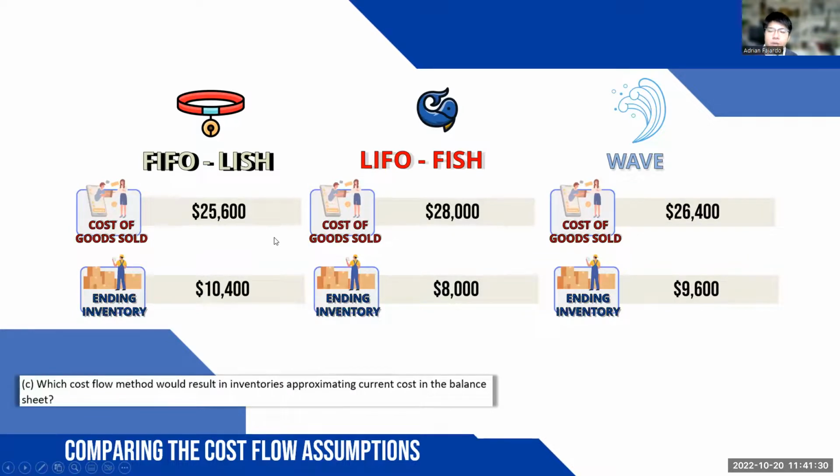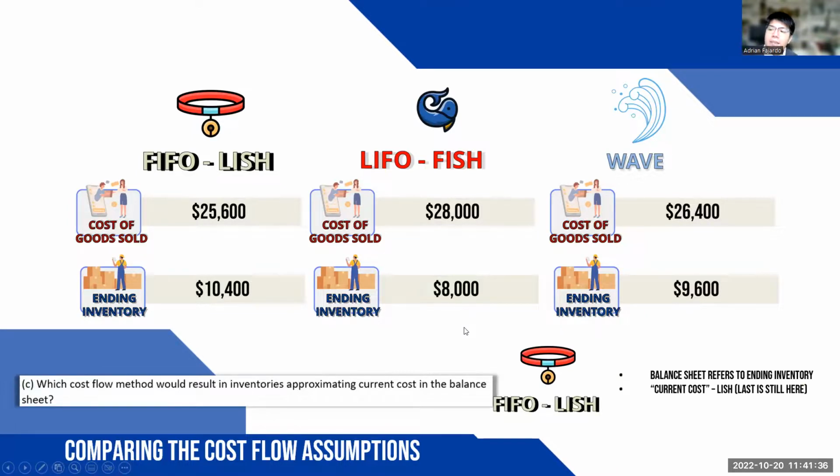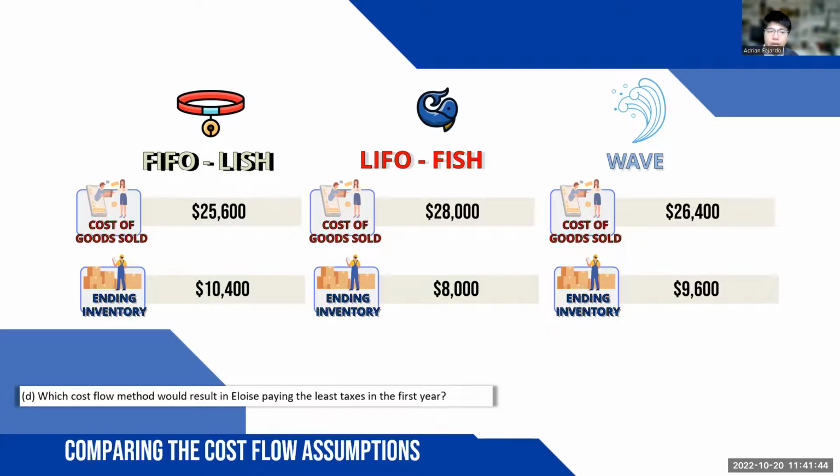Next, which cost flow method would result in inventories approximating the current cost? It's still FIFO because the balance sheet refers to the ending inventory. And the current cost is the last is still here. And therefore, FIFO reflects it the best. Okay? And then lastly, who will pay the least taxes?